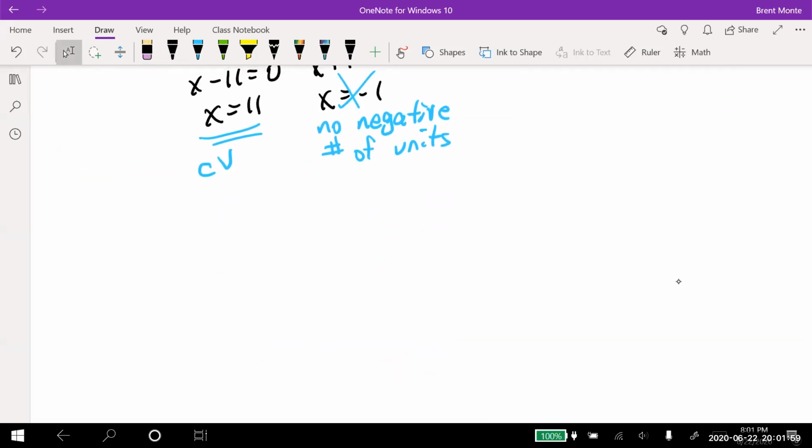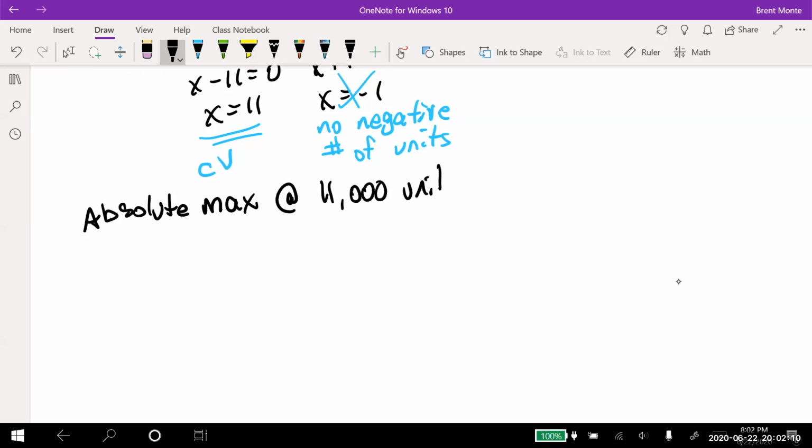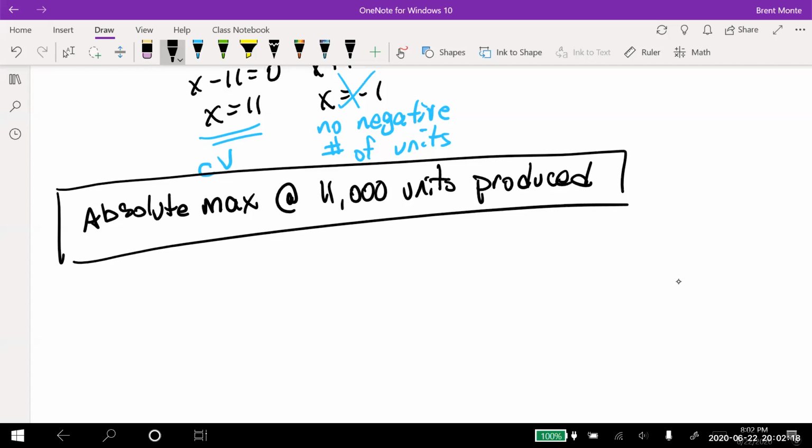So we say absolute max at 11,000 units produced. That answered part of the question. The other part of the question, we'll box that since that's part of our answer. The other part of the question asked us, what is the maximum profit? Well, we take that, plug it into the profit function. So we're finding P of 11.